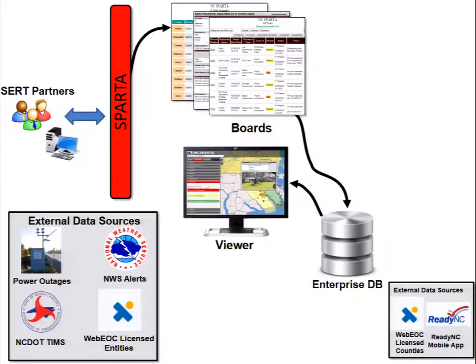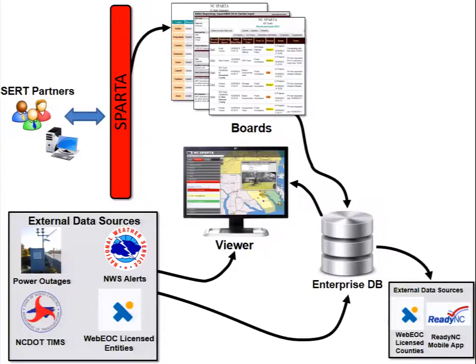But then we also have a lot of external data sources that feed into Web EOC. So we have a feed coming in from Duke for power outages and for nuclear, National Weather Service alerts, the DOT TIMS feed, and then some of the Web EOC licensed entities. We have their data coming in, such as the hospital system. Some of that gets fed directly to the viewer, and then some goes through the database. We also are sending some of our data out toward the Web EOC licensed counties through that Web Fusion process.